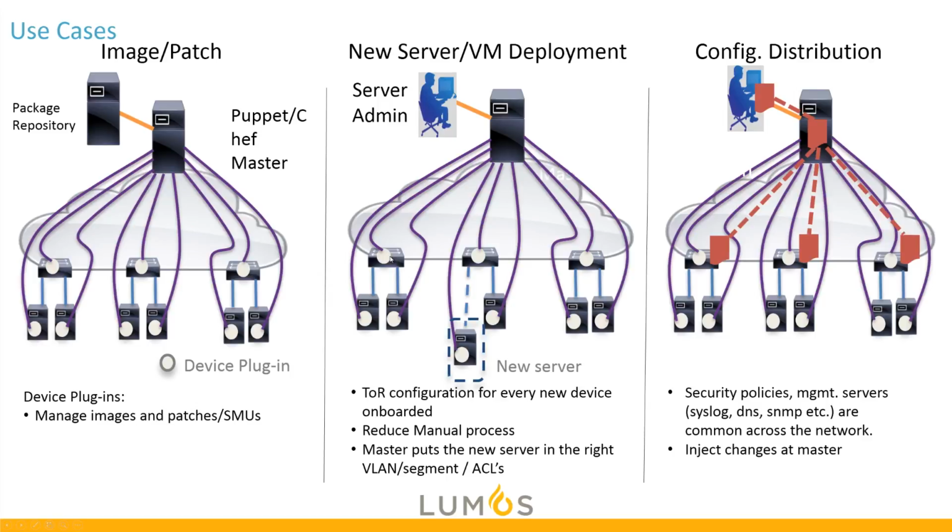So we would use this for top of rack configuration for every new device, whether hardware or virtual, that's being onboarded to the network. We can reduce the overall manual process, and essentially that Puppet master is going to put the new server in the right VLAN or segment, apply ACLs, create VLANs, whatever is needed. And then also things like various security policies, management services, things that are just common across the network that we would do either at bring up, at runtime, or as things change. Maybe a DNS server or a syslog server changes or something like this.